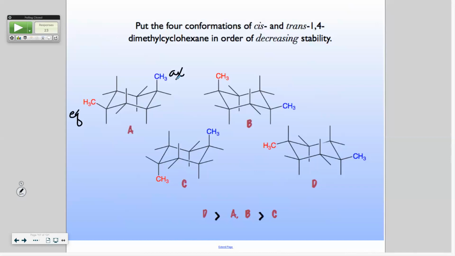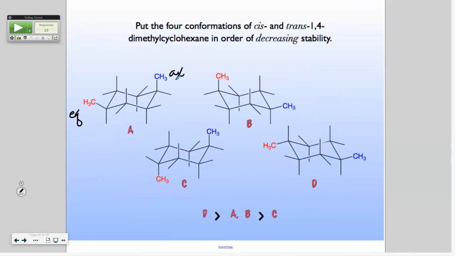Okay. Then when you flipped it, all I did was cut and paste them from the other slide. Okay, this one is axial and this one is equatorial. So this one is the second one. So that's B. Okay, C and D are the two trans ones. C is the one where the blue one is up and the red one is down. Okay, they're both axial. That's C. And then D is where they're both equatorial.